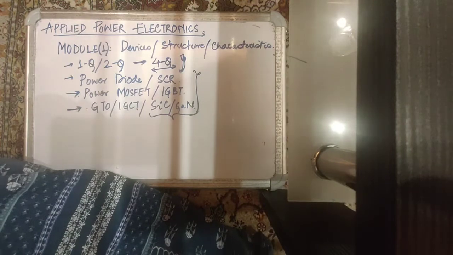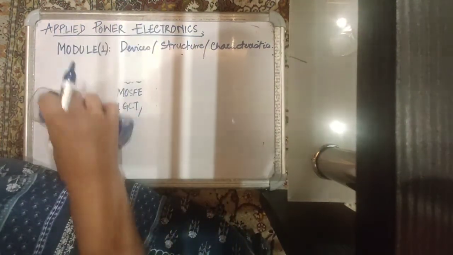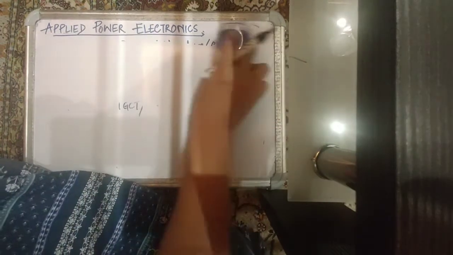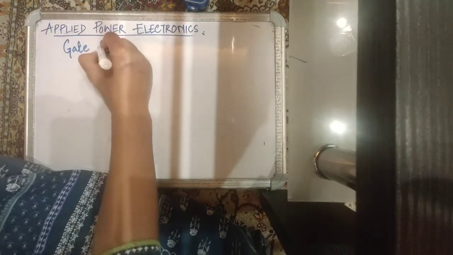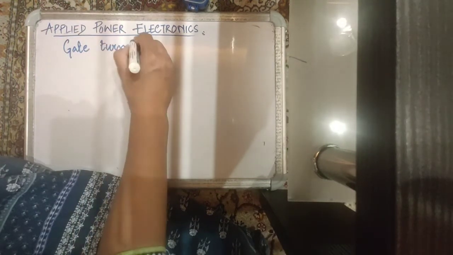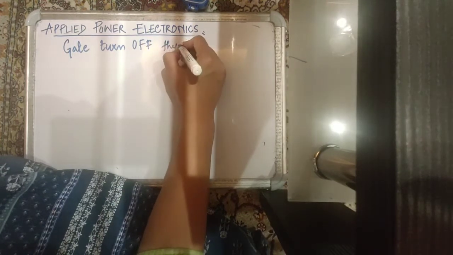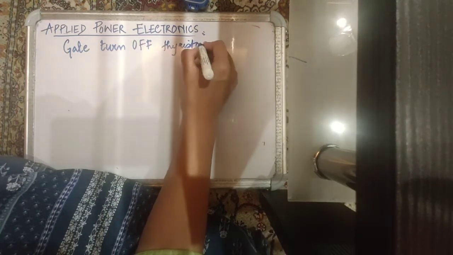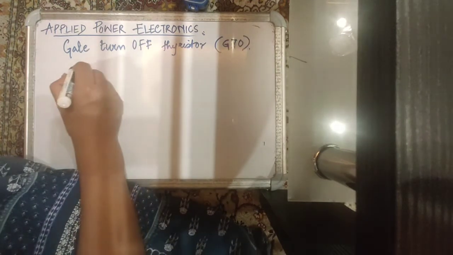Now, moving on to the gate turn off thyristor or GTO, which we will discuss today. So basically, a gate turn off thyristor, as the name suggests, belongs to the family of SCRs or thyristors. It is also known as a GTO, and is a fully controlled device. It is just like a thyristor.